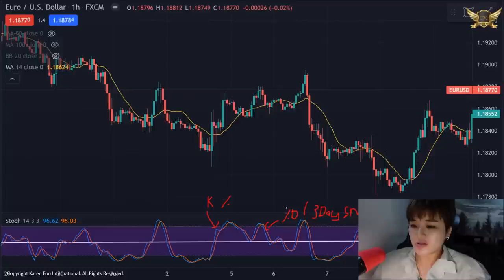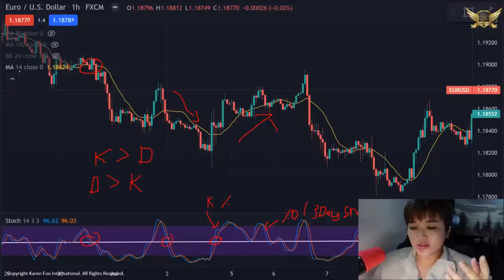So when percentage K is above D, just like over here, and it crosses above the middle line, price will go up. When percentage D, the orange line, is above K, the blue line, just like over here, and it crosses the white line, price will have a tendency to go down. And you realize one thing, when stochastic lines cross the white line, price will cross the yellow line over here, which is a 14 SMA.